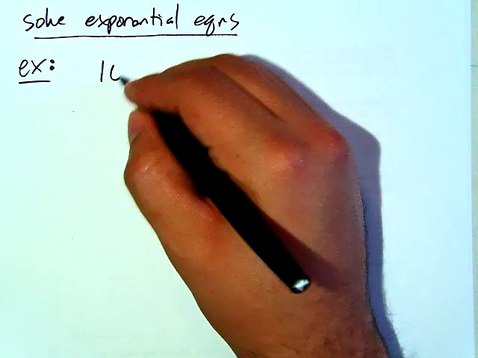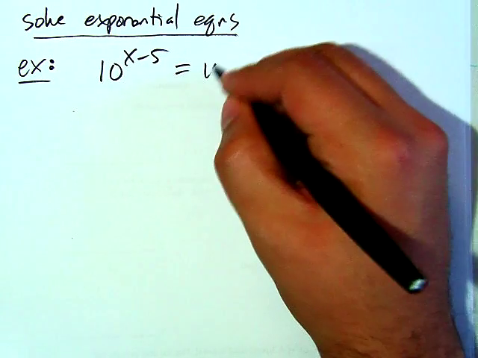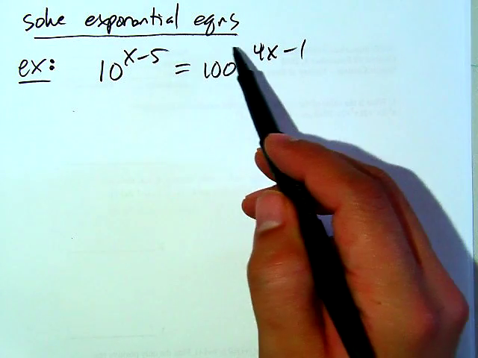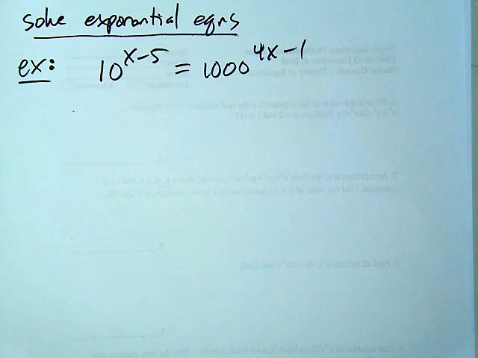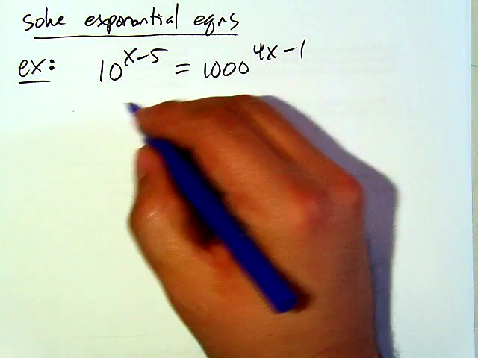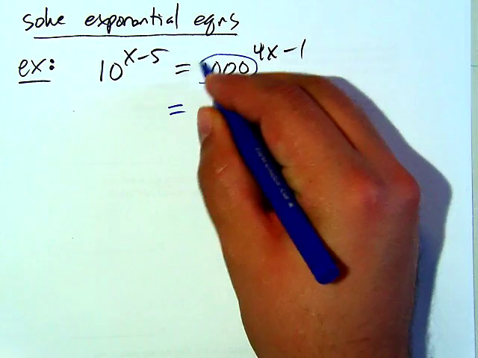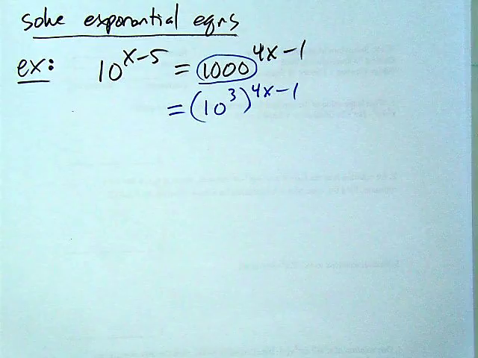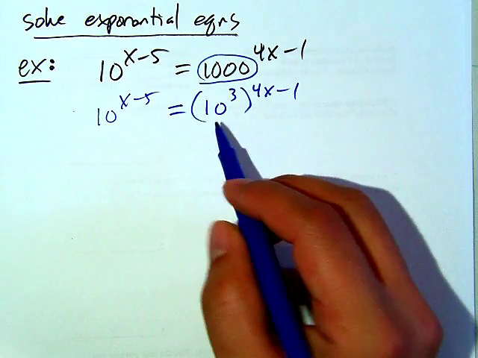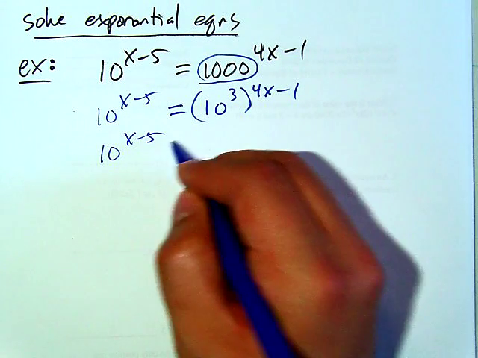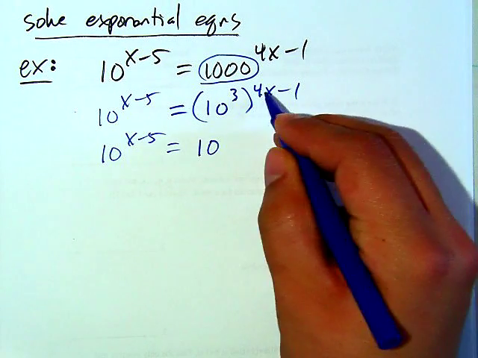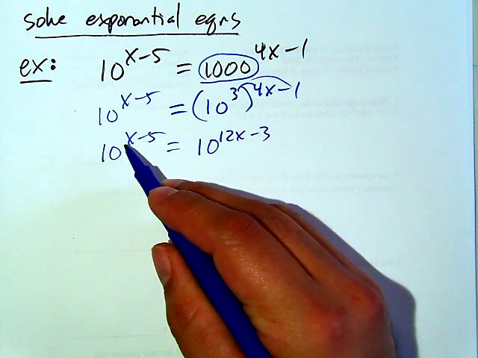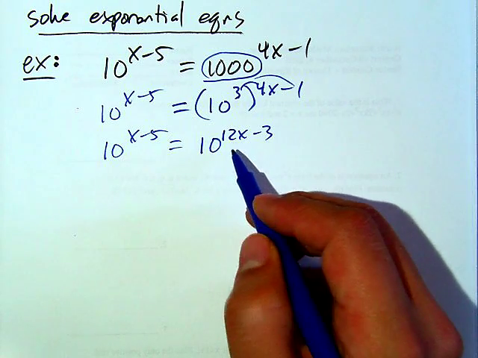For example, let's say we have 10 to the x minus 5 equals 1,000 to the 4x minus 1. If your goal is to figure out what x is here, the only way that we can do that is to say that since 1,000 is 10 cubed, and then if I simplify the right-hand side, you get 10 times, if you distribute here, 12x minus 3. So we have 10 to the x minus 5 equals 10 to the 12x minus 3.